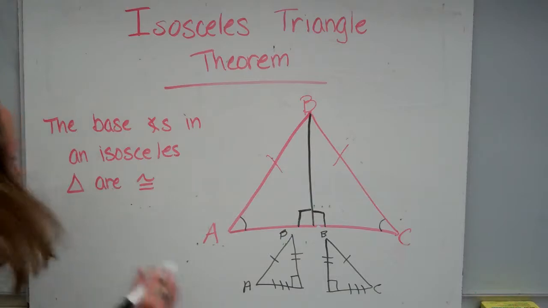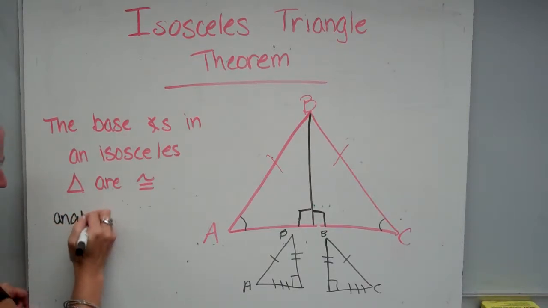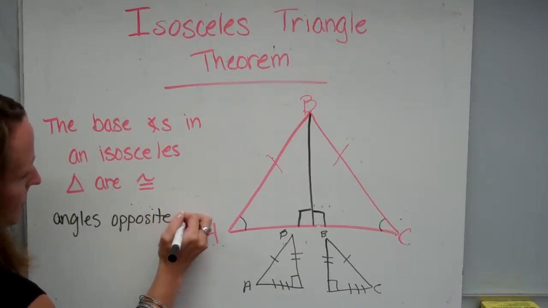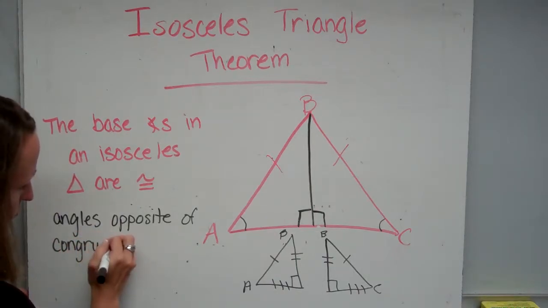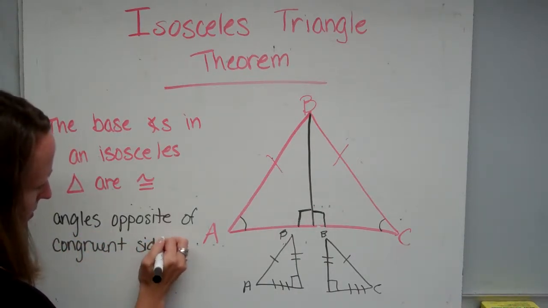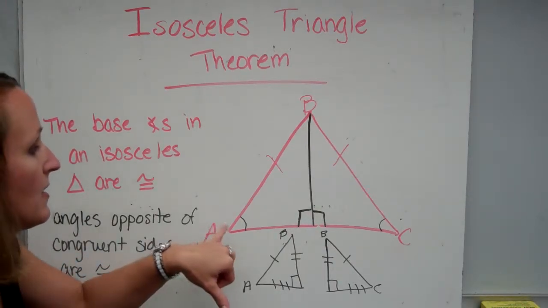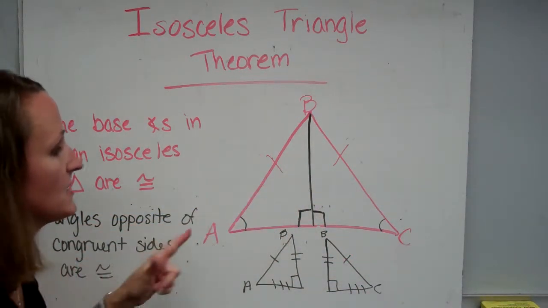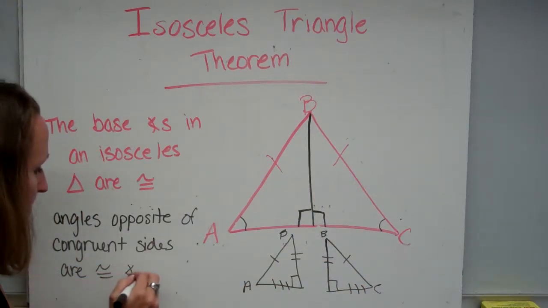Another way of saying it is angles opposite of congruent sides are congruent. And what I mean by A is opposite of this side. C is opposite of this side. So we can see that angles opposite of congruent sides will be congruent, we'll say, angles.